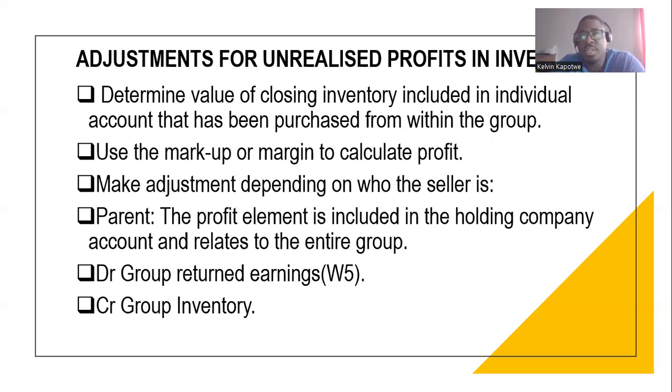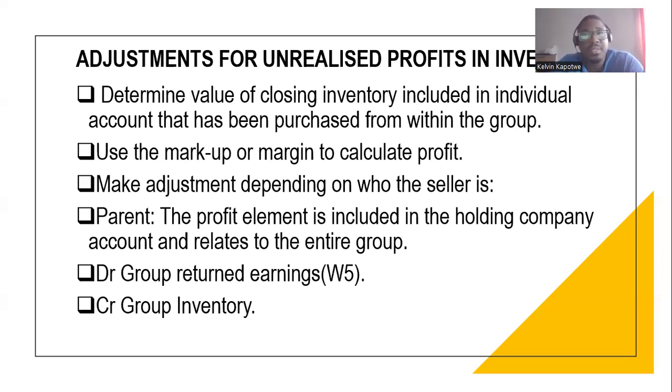So how do we then determine what we should cancel in terms of unrealized profit? Step number one: determine the value of the closing inventory, included in the individual accounts, that has been purchased from within the group. Then you are going to be given a margin or a markup. Use the margin or markup to calculate the profit. Then make adjustments depending on who the seller is.